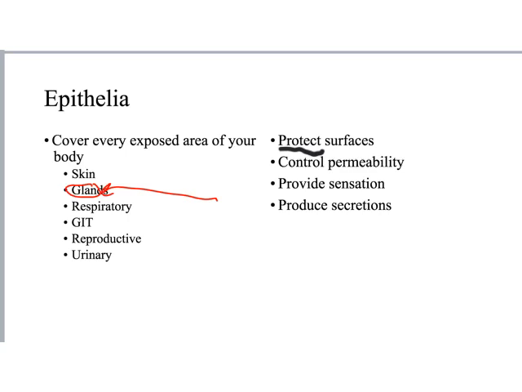Epithelial cells will also be involved with some of the nervous tissue that we look at, and they will help provide sensation. And then, of course, they're also going to produce secretions, as we talked about with glands. When we get to other endocrine organs, you're going to see that it's epithelial cells that are producing a lot of the hormones and other secretions that our body makes.